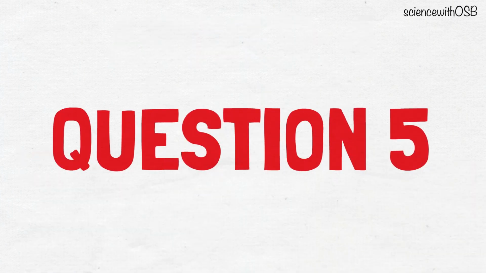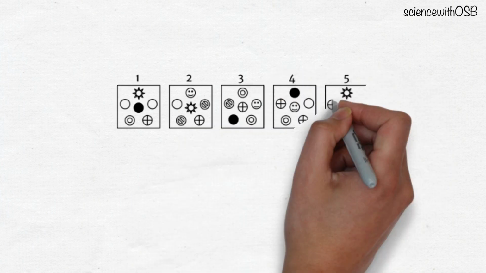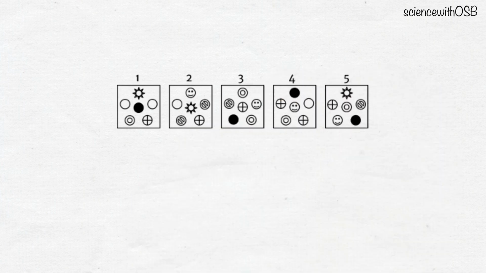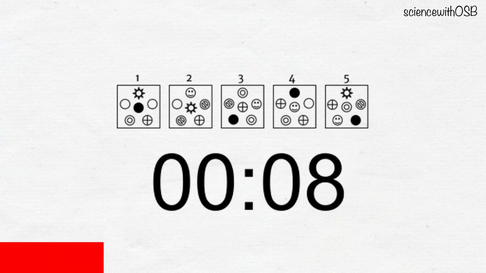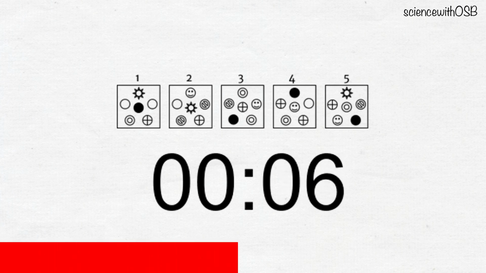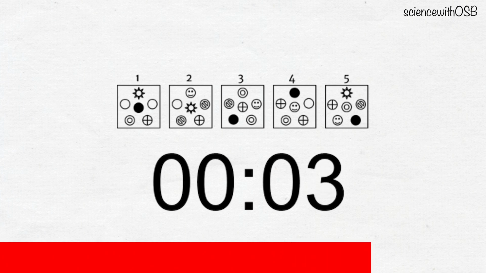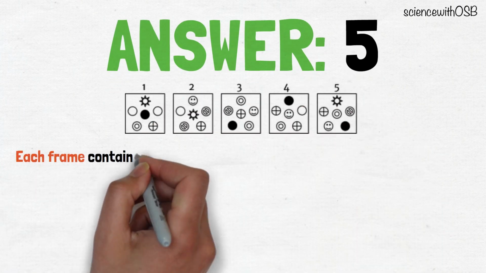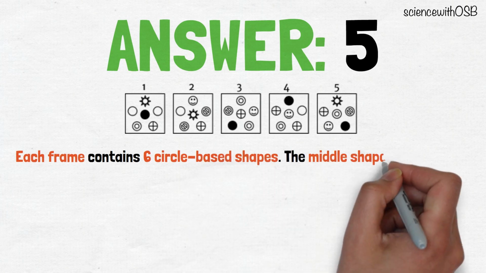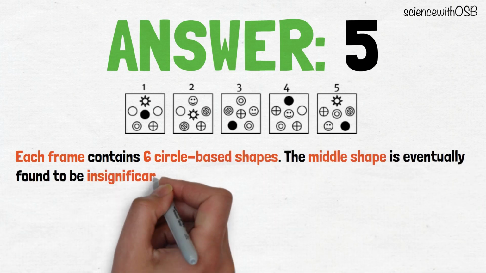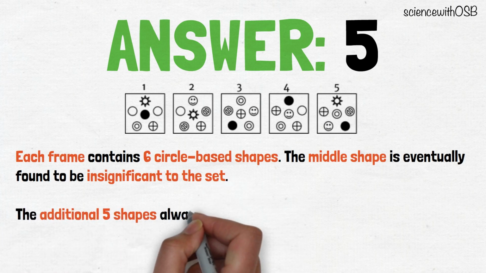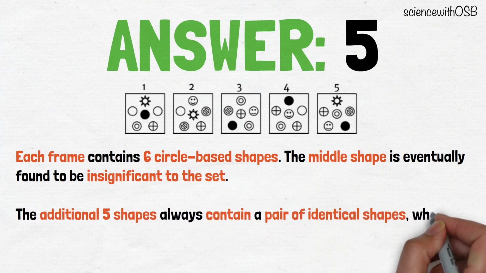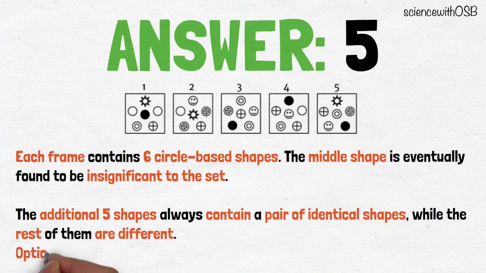Question number 5. Random symbols arranged in the shape of a flower. Find the odd one out. The correct answer is 5. Each frame contains 6 circle-based shapes. The middle shape is eventually found to be insignificant to the set. The additional 5 shapes always contain a pair of identical shapes while the rest of them are different. Option 5 breaks the rule.